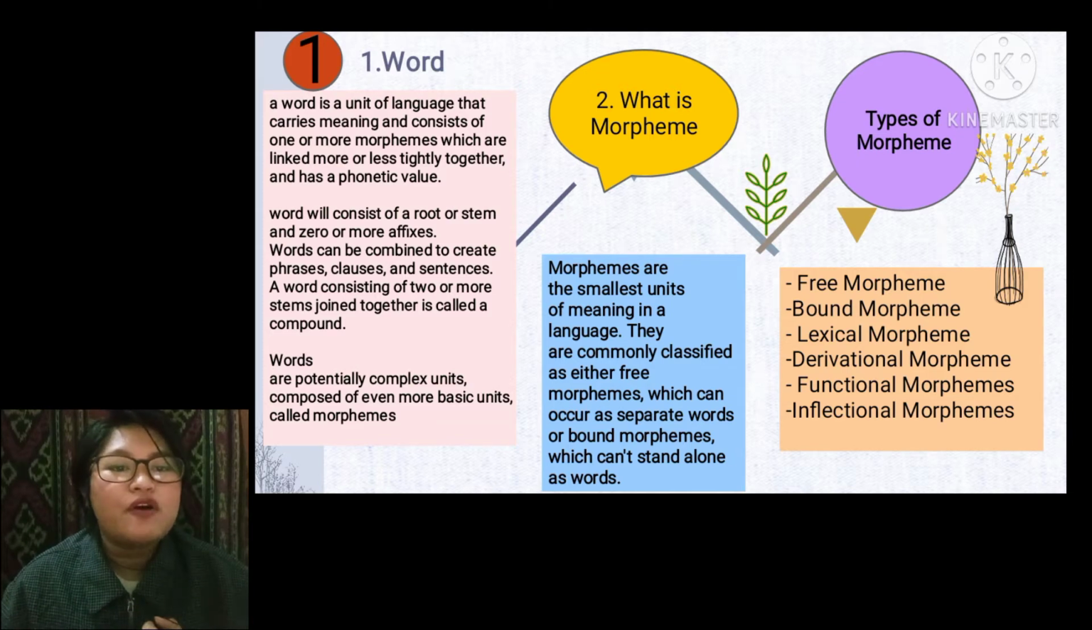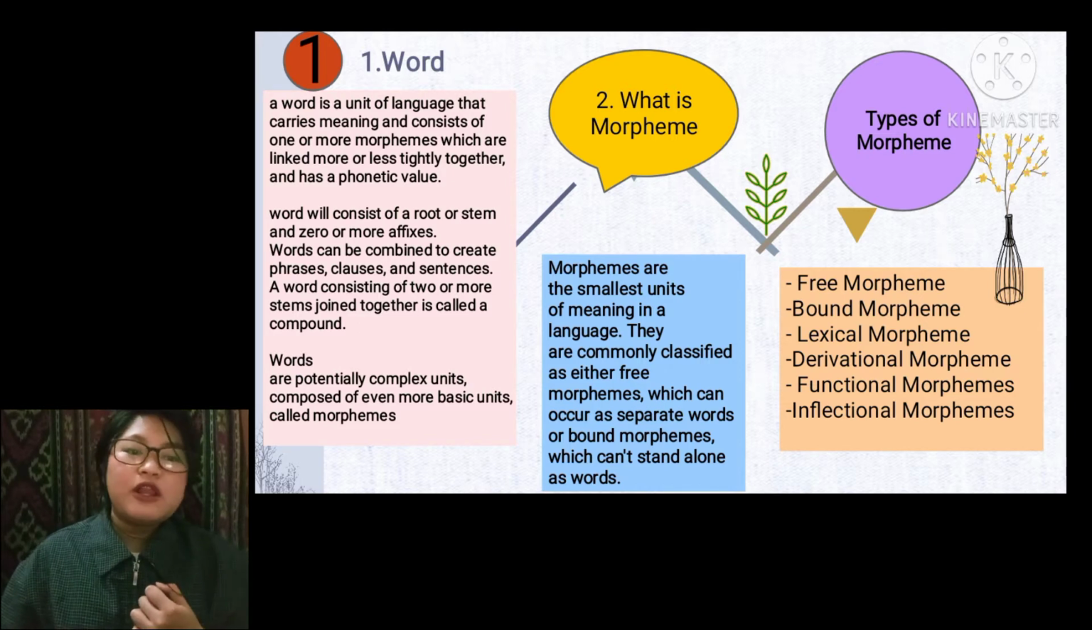A word consisting of two or more stems joined together is called a compound. Words are potentially complex units, composed of even more basic units called morphemes. Second, what is a morpheme? Morphemes are the smallest unit of meaning in a language. They are commonly classified as either free morphemes, which can stand alone as words, or bound morphemes, which cannot stand alone as words.